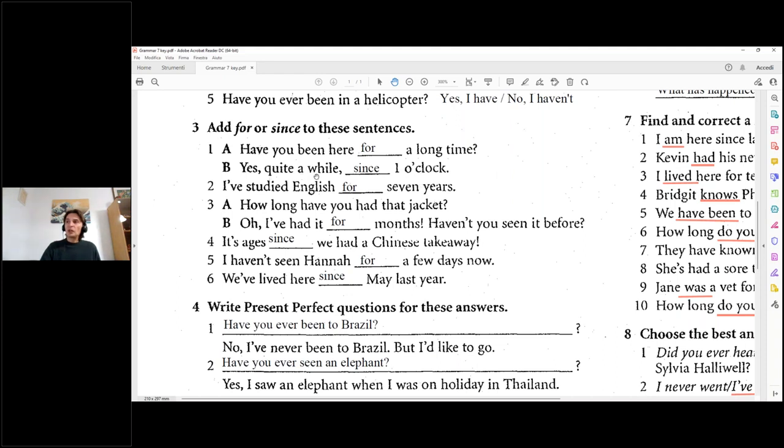Yes, yes, quite a while, since 1 o'clock. Quindi dall'una, since 1 o'clock. Dall'una, ma fino a quando non si sa. I've studied English for 7 years. Ok? Ho studiato inglese per 7 anni. 7 anni è un tempo finito, quindi ha un inizio e una fine. For.